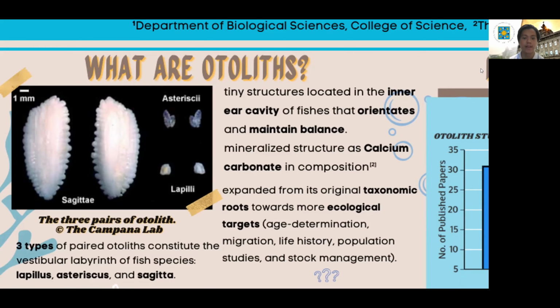Scientific studies utilize this structure starting from its original taxonomic roots, which have now expanded towards more ecological targets, including a variety of studies such as age determination, migration, life history, population studies, and stock management. The structures that can be studied are of three types in the vestibular labyrinth: the lapillus, asteriscus, and sagitta. They are paired, consisting of left and right structures for each type.